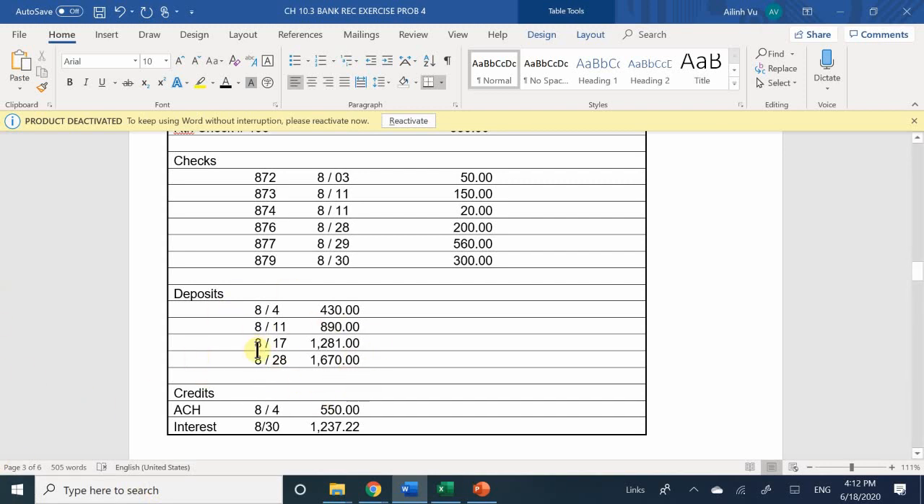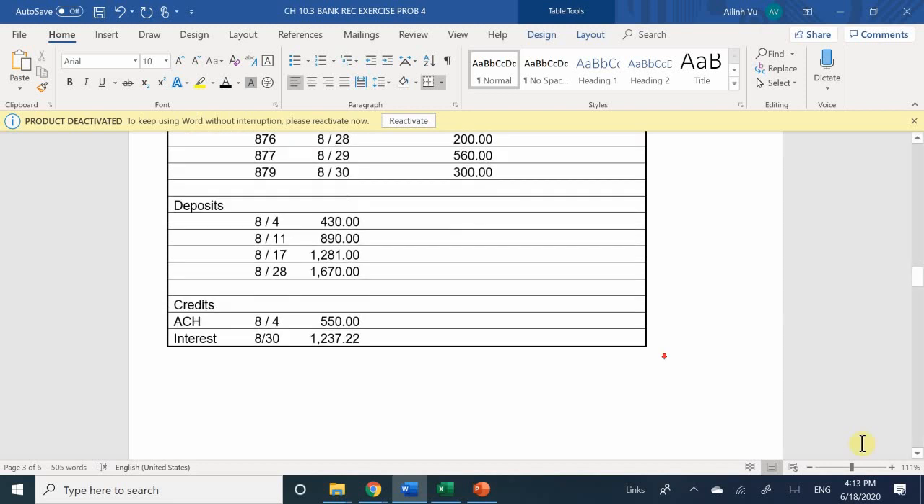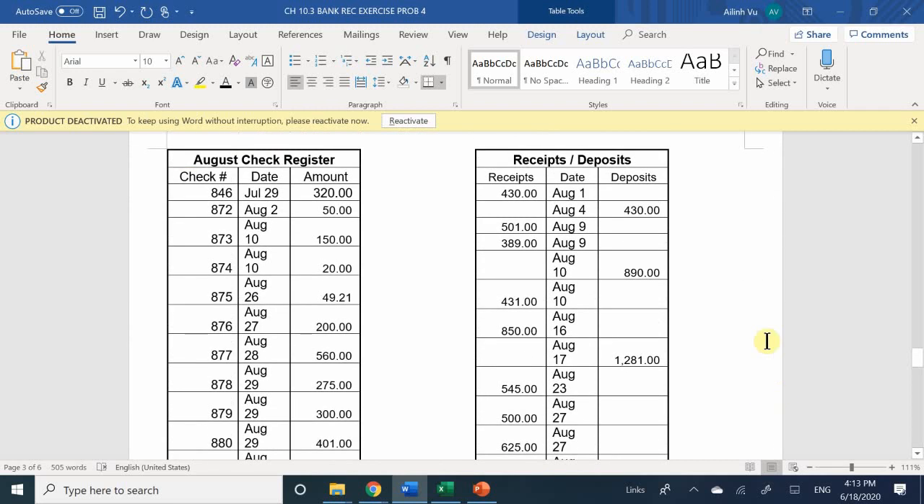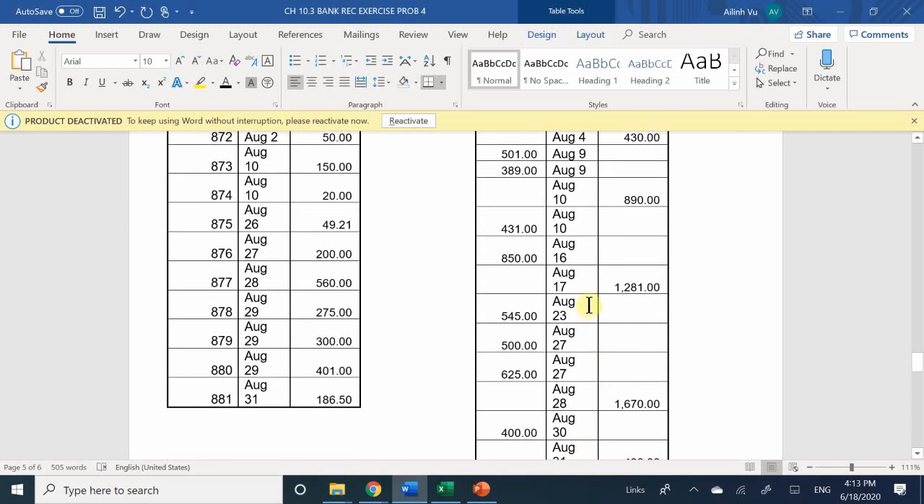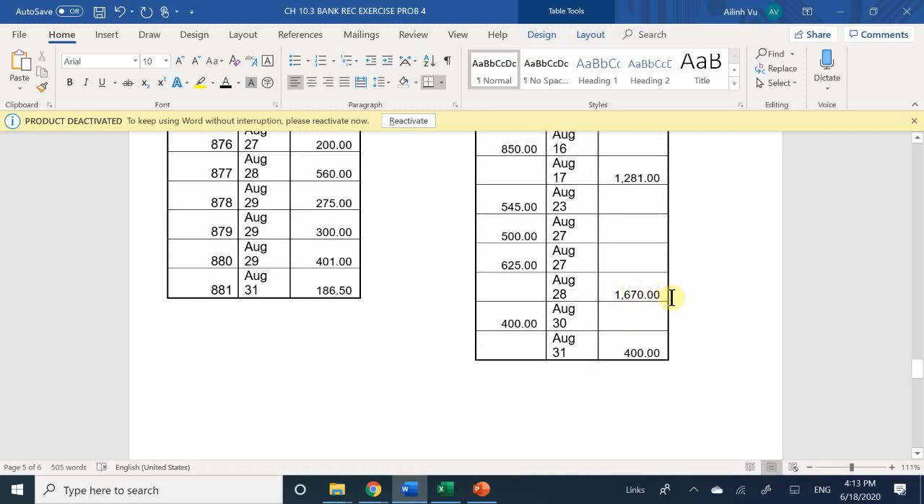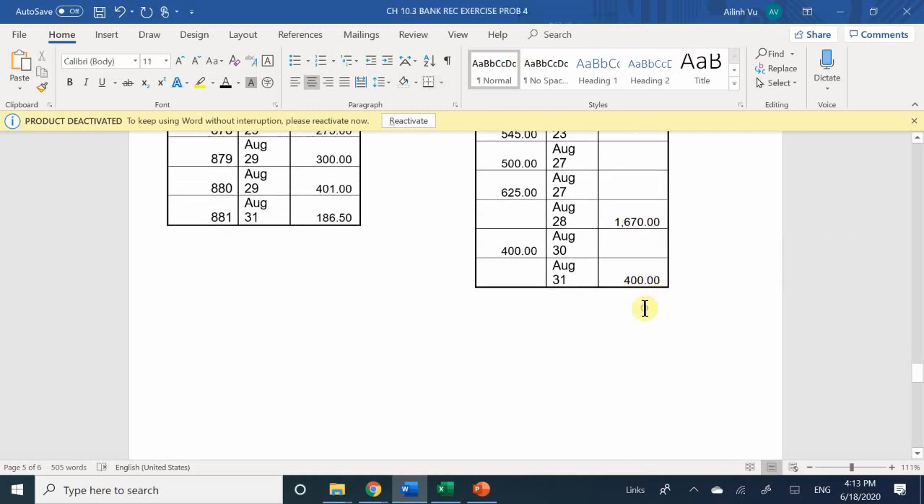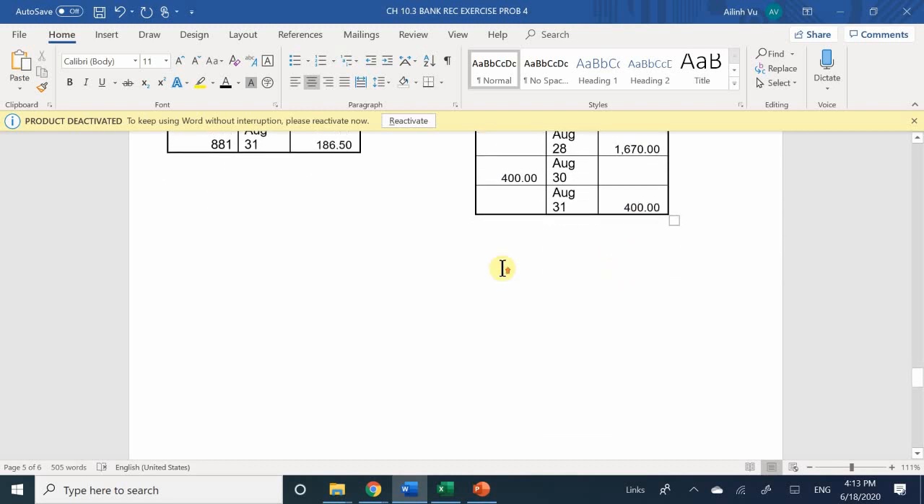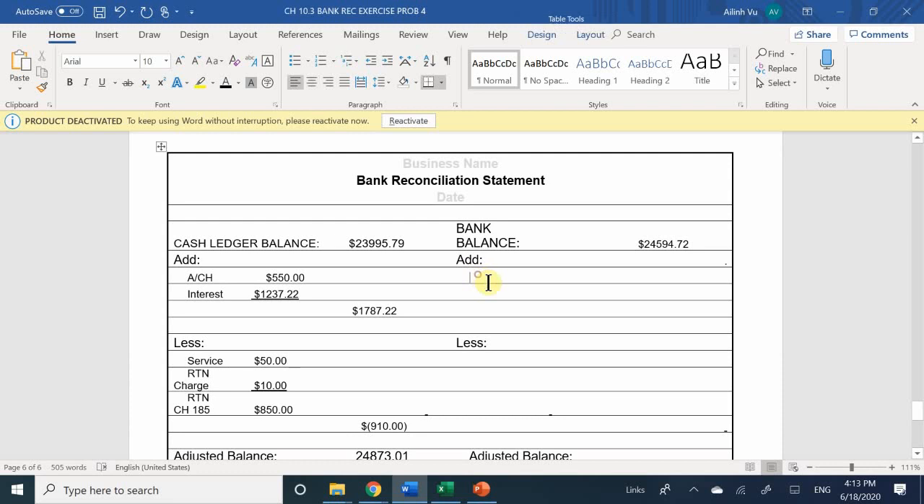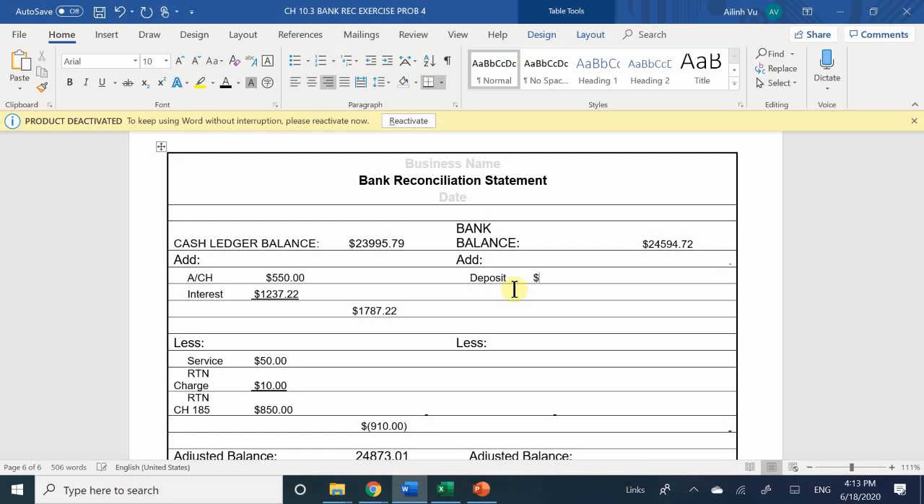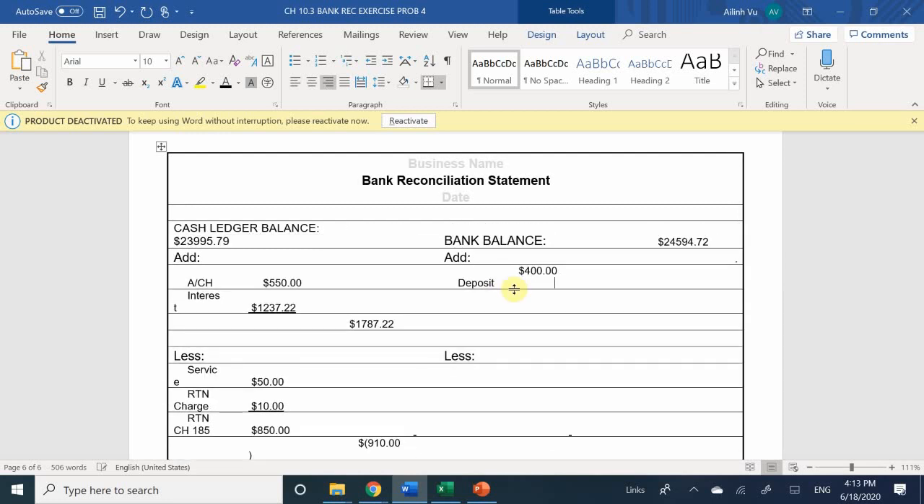And generally, it's usually the one that you add last. So in this case, you can look at it, it's just making sure that 430, 890, 1281, and 1670 has gone through. And let's go ahead and validate that. So yes, 430, 890, 1281, and 1670 has gone through. The only one that hasn't gone through is my $400. So I'm going to go ahead and write my deposit here for $400 that has not gone through. And then that should give me a total here of $400 to add.